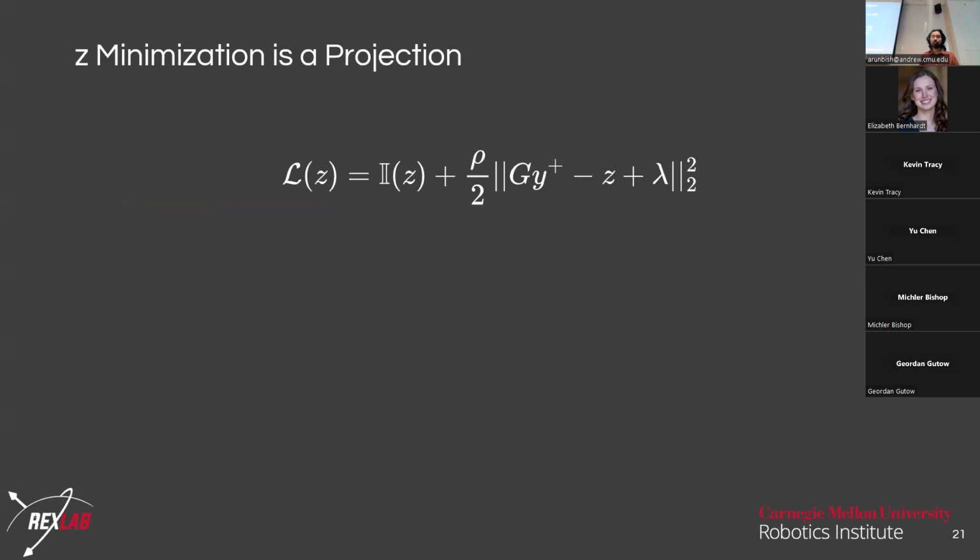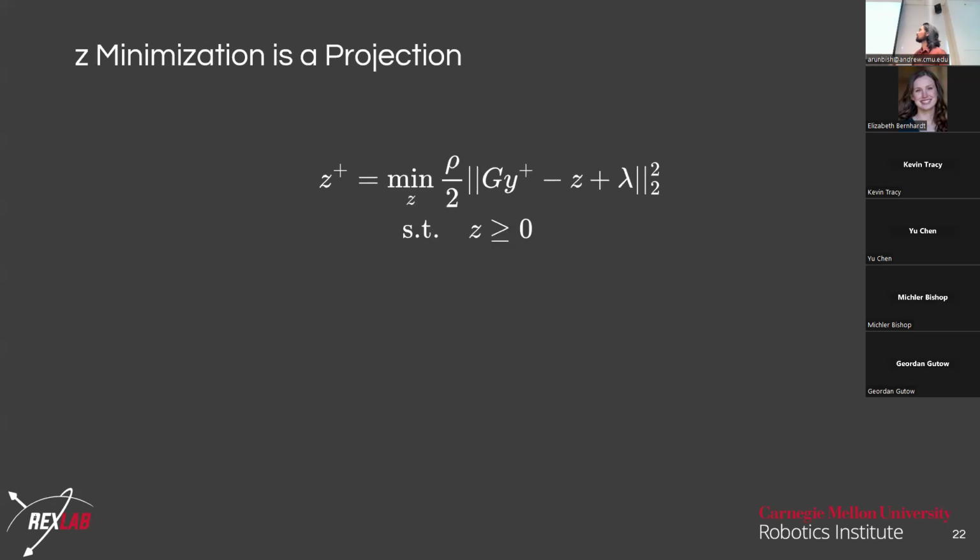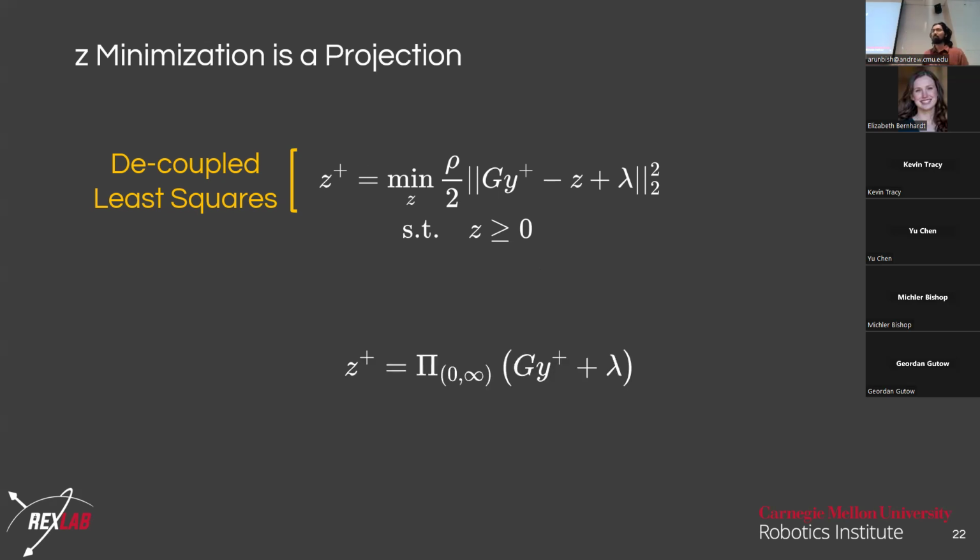And then if we look at the terms that depend on Z, you have this indicator function as before, and you just have the penalty term. And this is a little tricky to work with because, again, that indicator function is discontinuous. But because we know we're minimizing, we can turn this back into an inequality constrained minimization. And now, if we look at this, this is just a decoupled least squares problem in Z, where if there's no constraint, Z would just equal GY plus lambda. And then because we have the constraint, this ends up just being a projection where we take the GY plus lambda and any term that is negative, we clamp to 0. So again, that's a very simple step to compute.